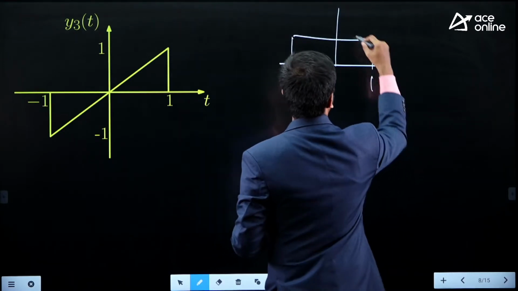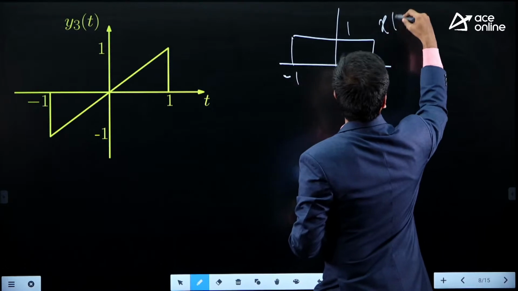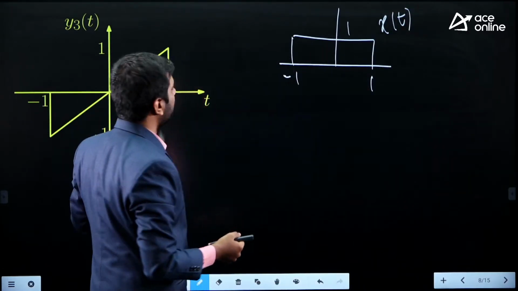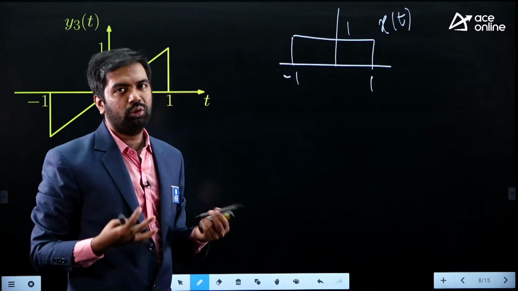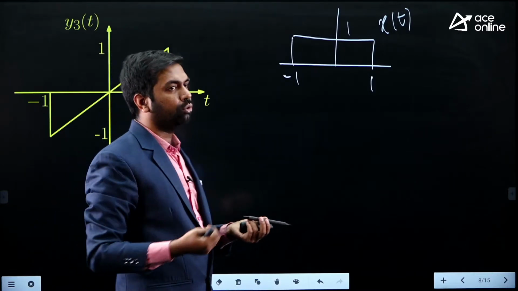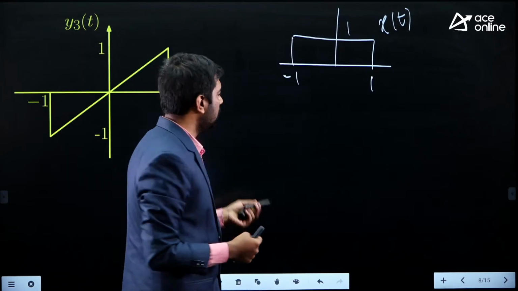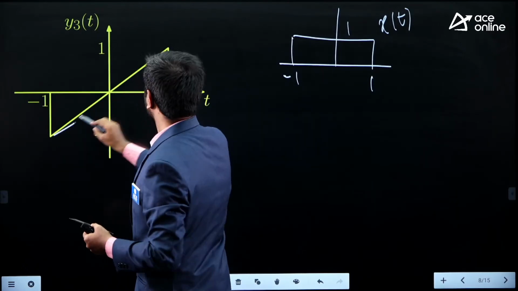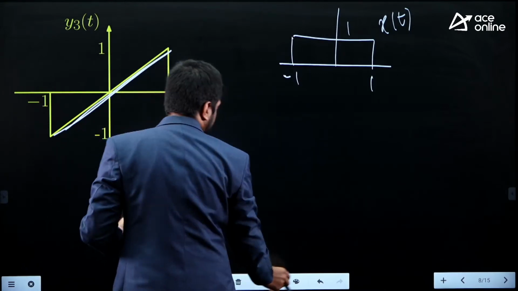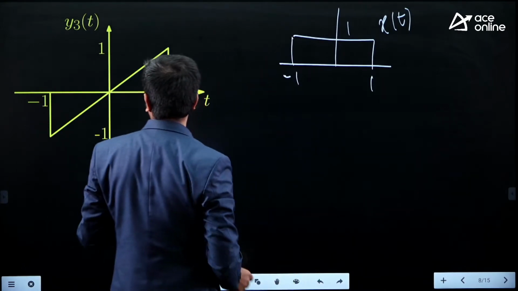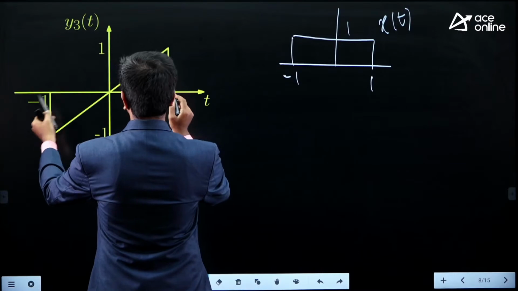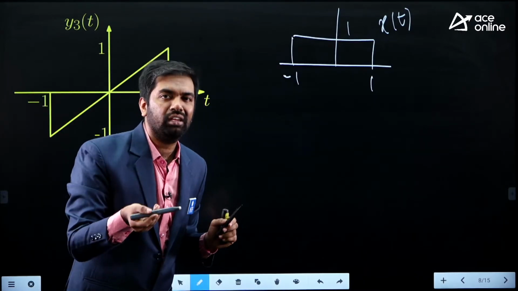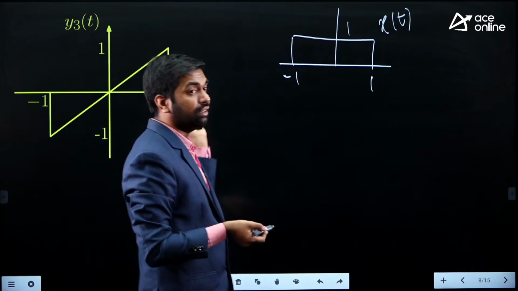Minus 1, 1, this is x of t. We want to express y3 of t in terms of x of t, so that we can use the Fourier transform of the rectangular pulse to get the Fourier transform of this. Observe this. This looks like a straight line passing through the origin, and it is only from minus 1 to 1. That means if I multiply t with this, you get this.